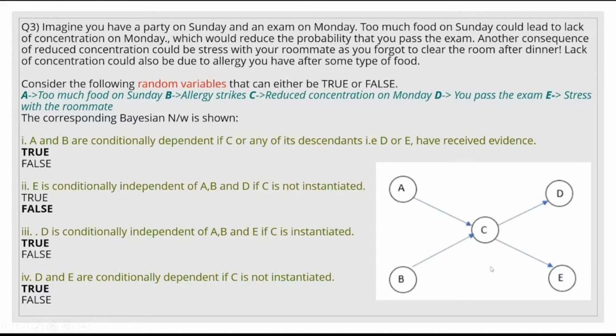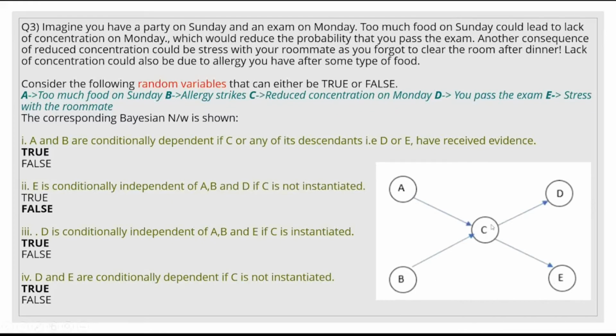Next, E is conditionally dependent on A, B, D if C is not instantiated. Now this is false, because there is an edge going from A to C, B to C, and so on, connecting up to E. So this means that E is conditionally dependent on A, B, D and C if C has been instantiated. Next, D is conditionally independent of A, B, and E if C is instantiated.